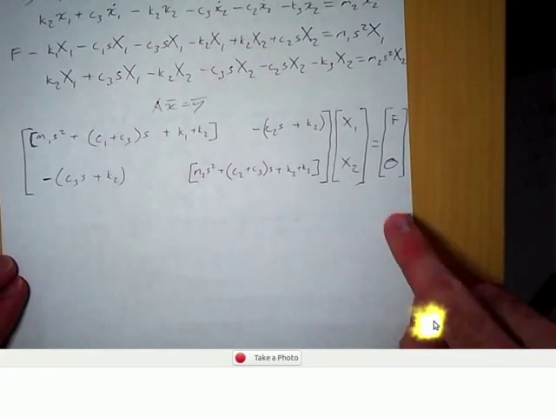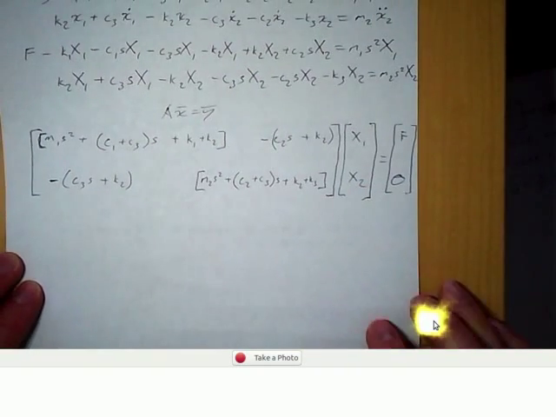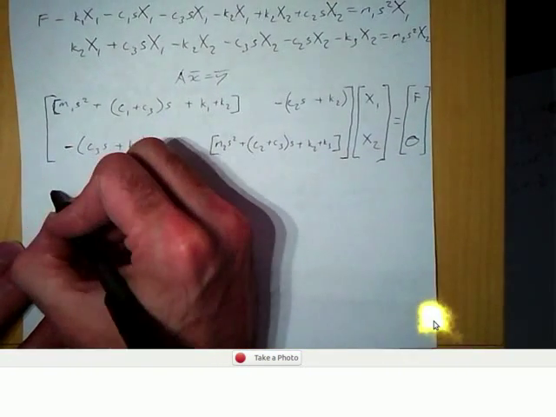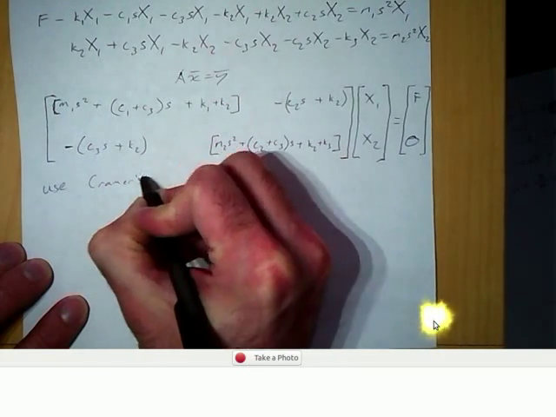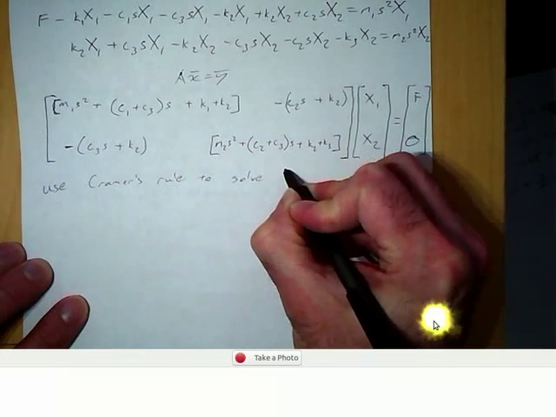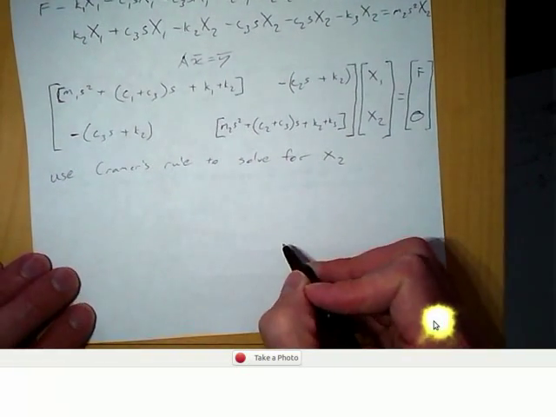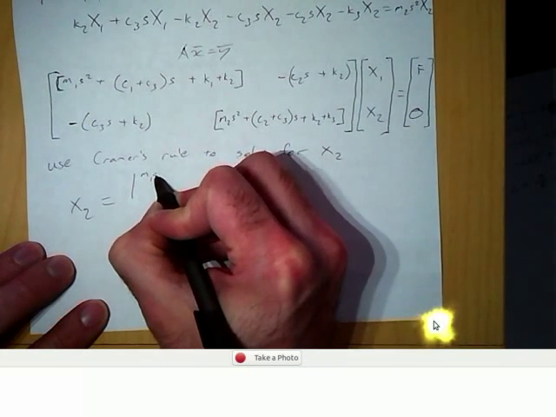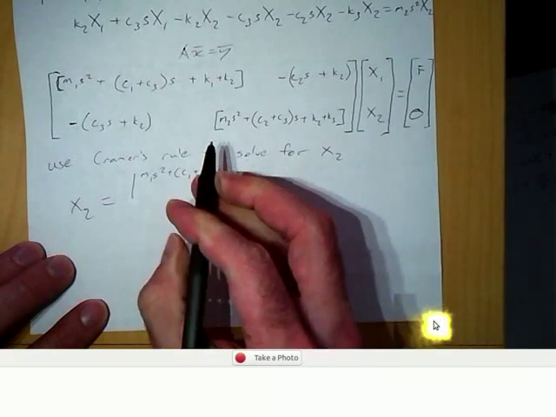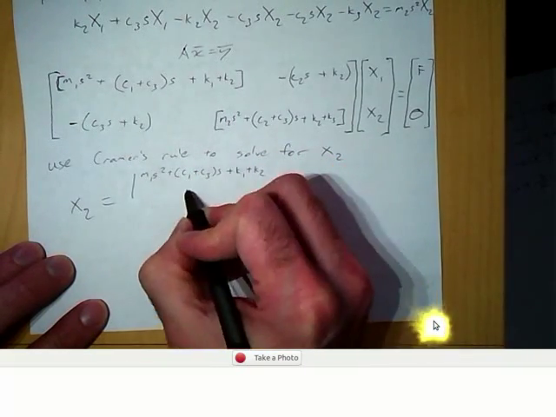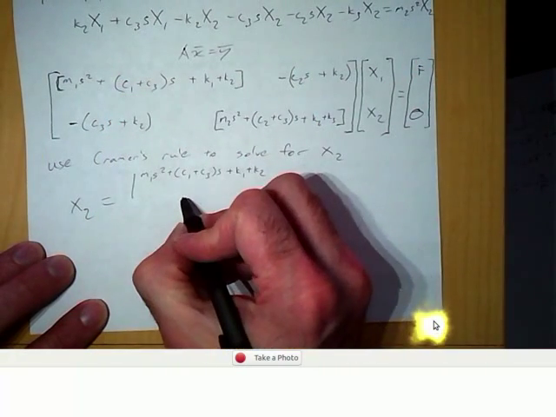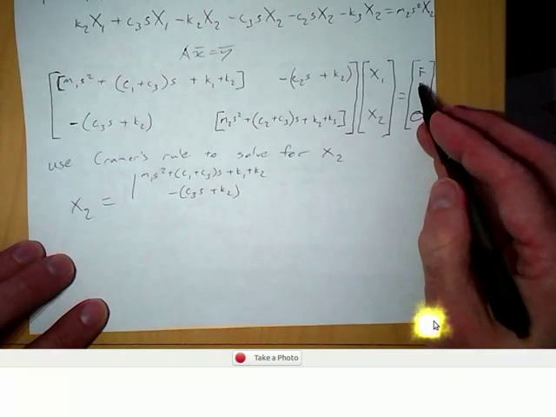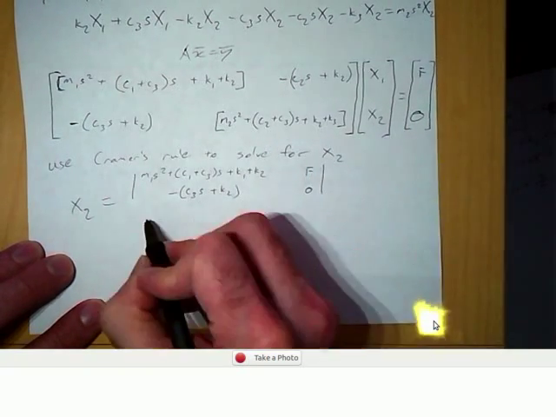So we want to solve for X2. We'll call this A, this is X, and this is Y. So we use Cramer's rule to solve for X2. X2 is equal to the determinant of M1 S squared plus C1 plus C3 S plus K1 plus K2, and negative C3 S plus K2. Basically, this column and this column make that 2 by 2 matrix, and we replace this column in the A matrix with this vector, F, 0. That determinant is divided by the determinant of A.